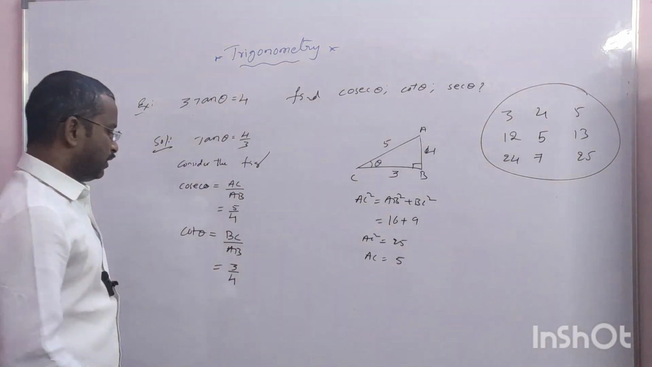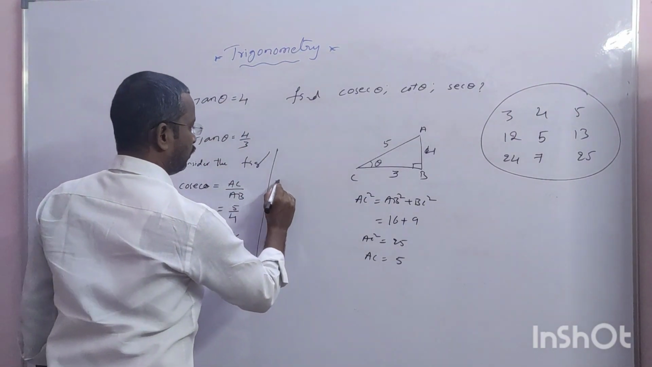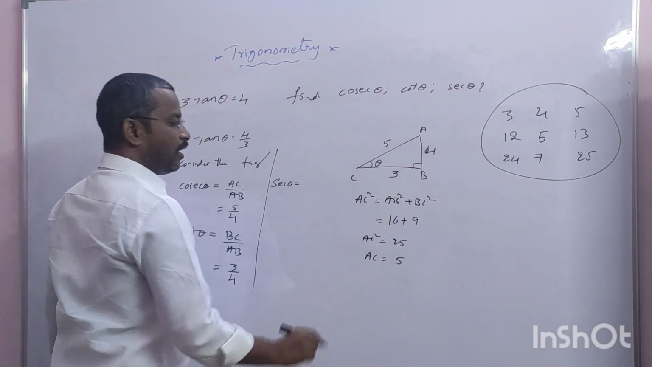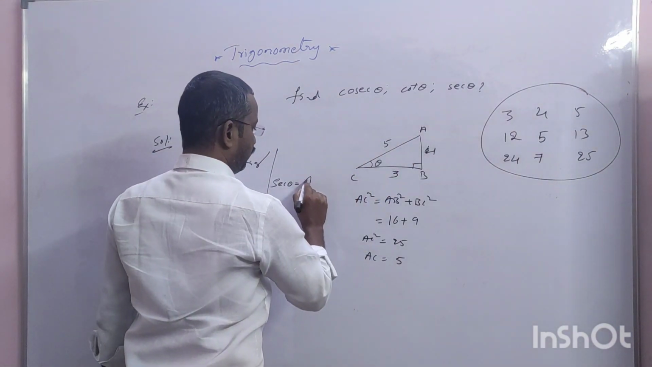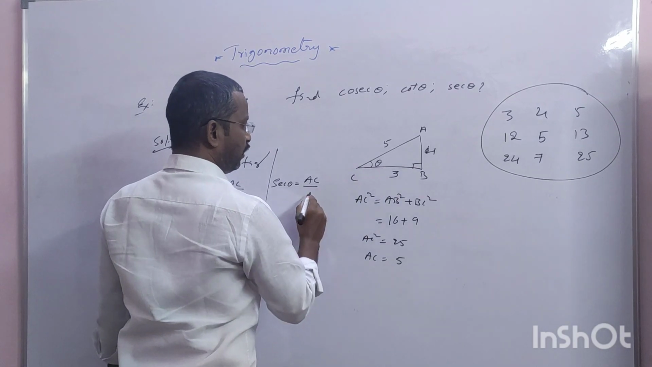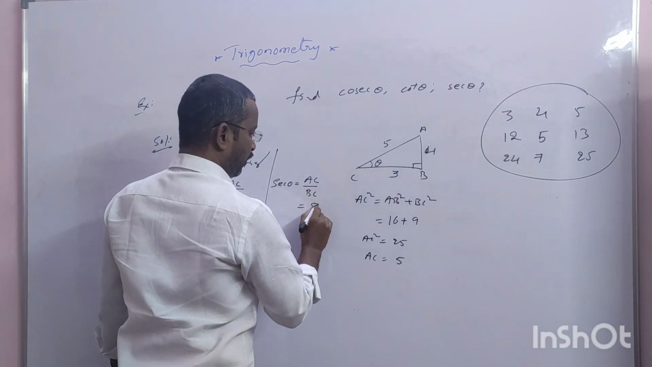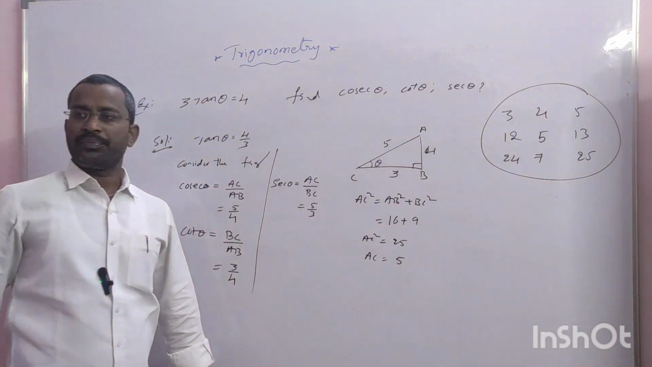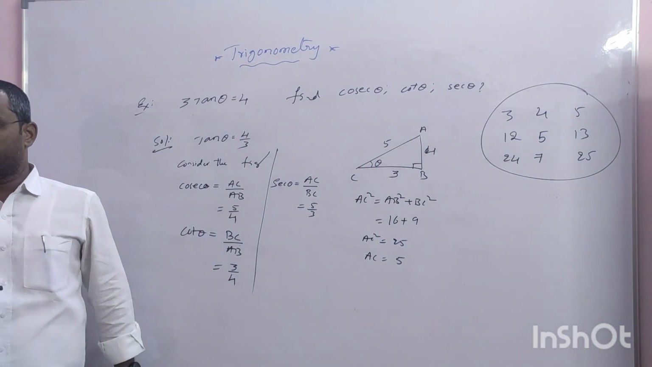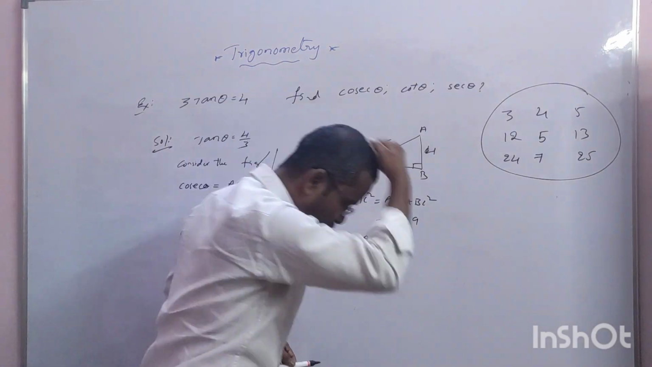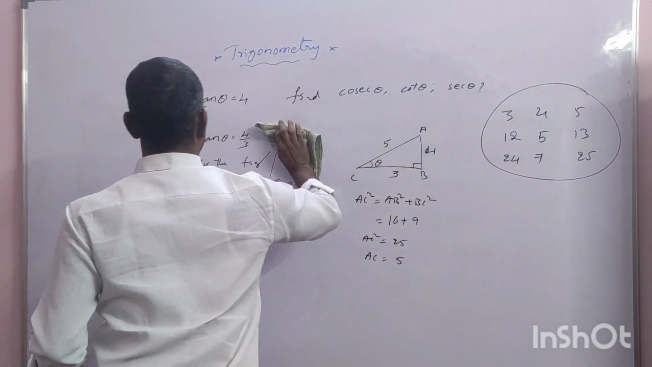Next, what do you want? Sec theta. Sec theta means hypotenuse by adjacent. What is your hypotenuse? AC. Adjacent how much, Nana? BC. So 5 by 3. Over. This is one type of method. And again, the same type of question will be asked in some other way.